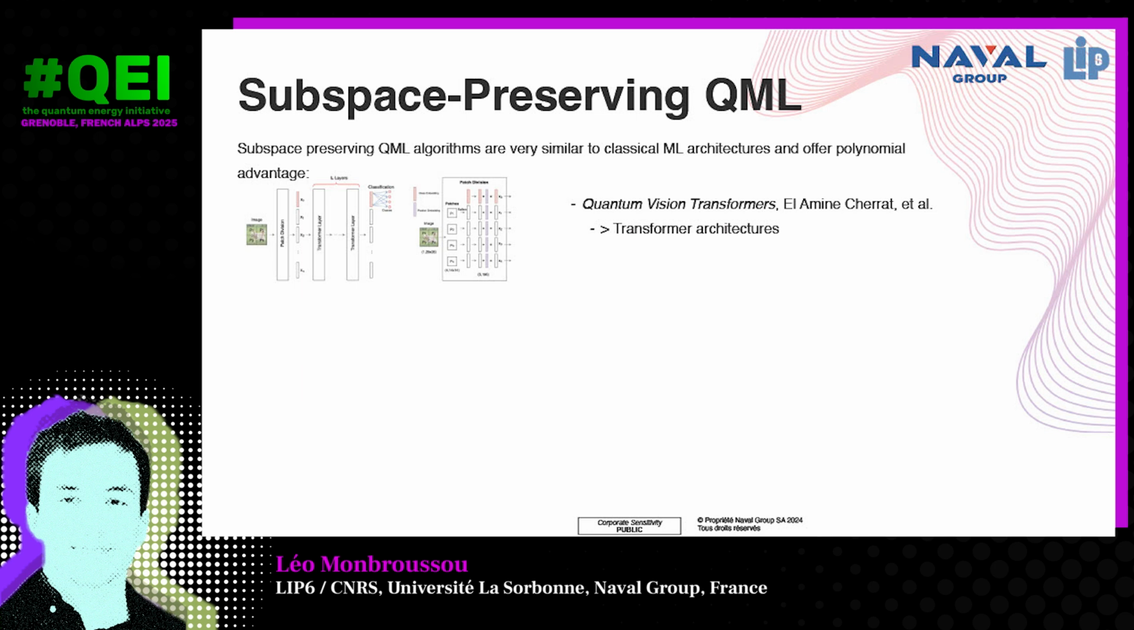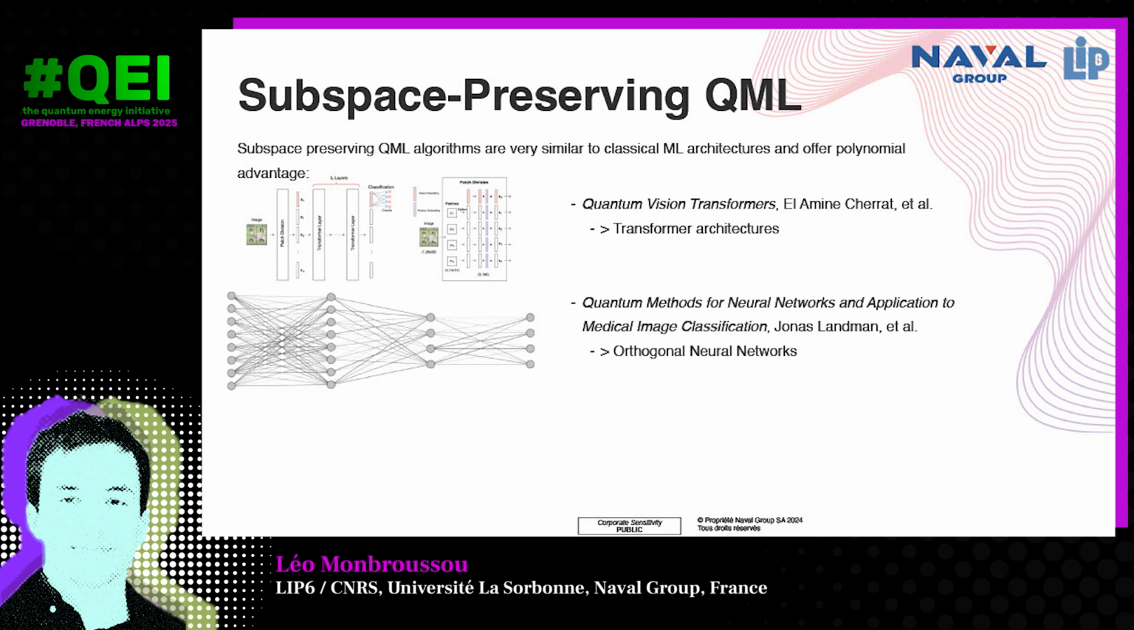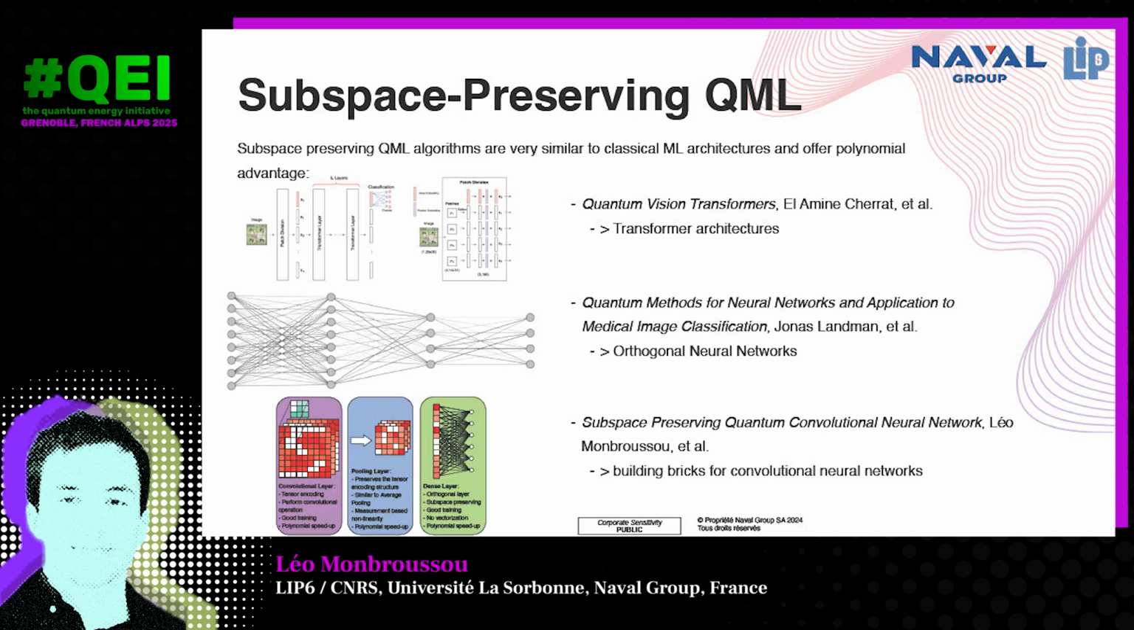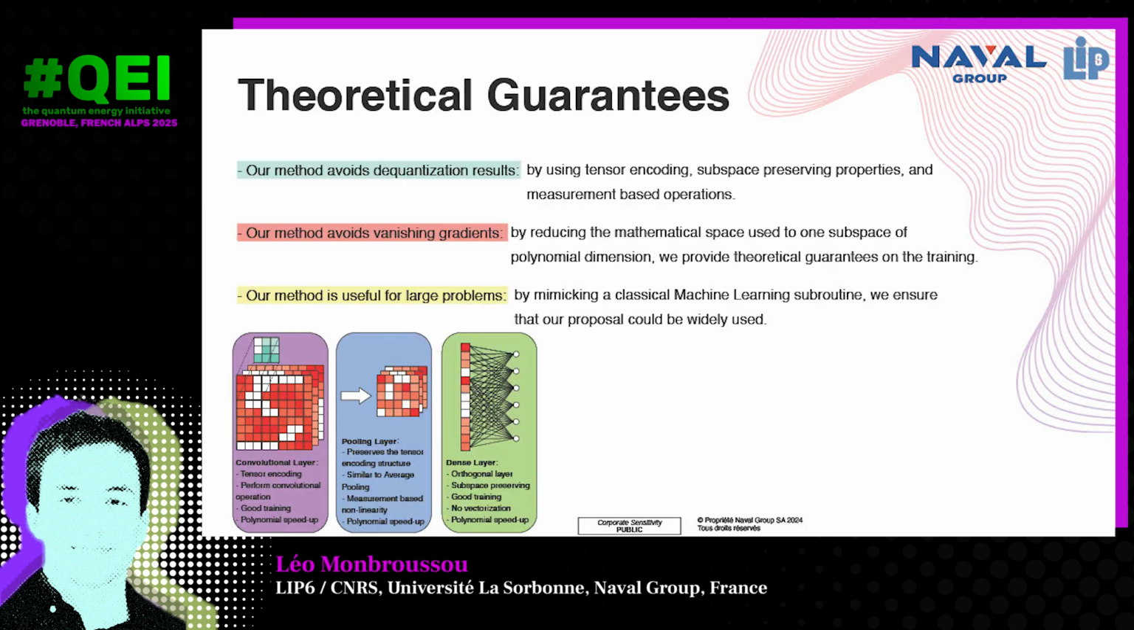First, there are already a bunch of algorithms using this strategy, including algorithms to do quantum transformers, to do quantum orthogonal neural networks, and more recently, we proposed a work to do quantum convolutional neural networks. So all those works have the same strategy. You consider polynomial size subspace, and you try to mimic classical machine learning architectures.